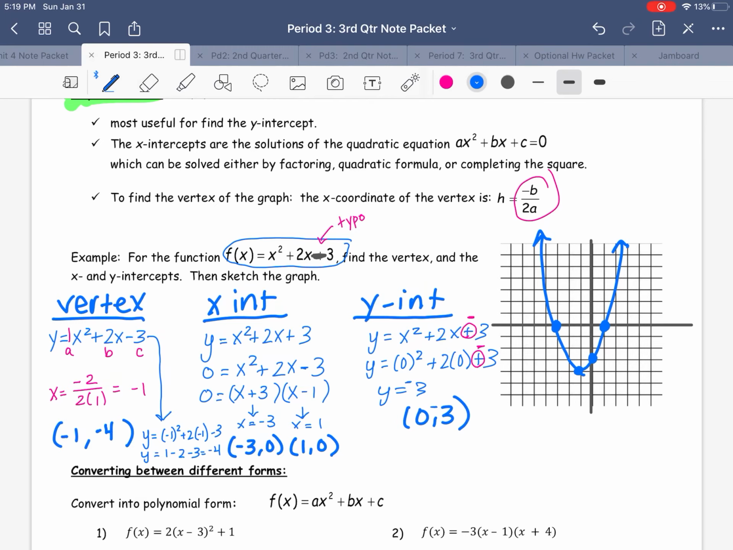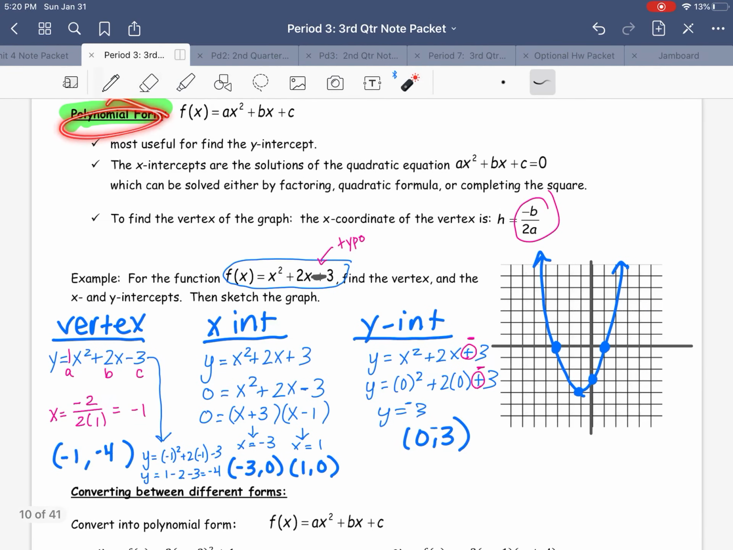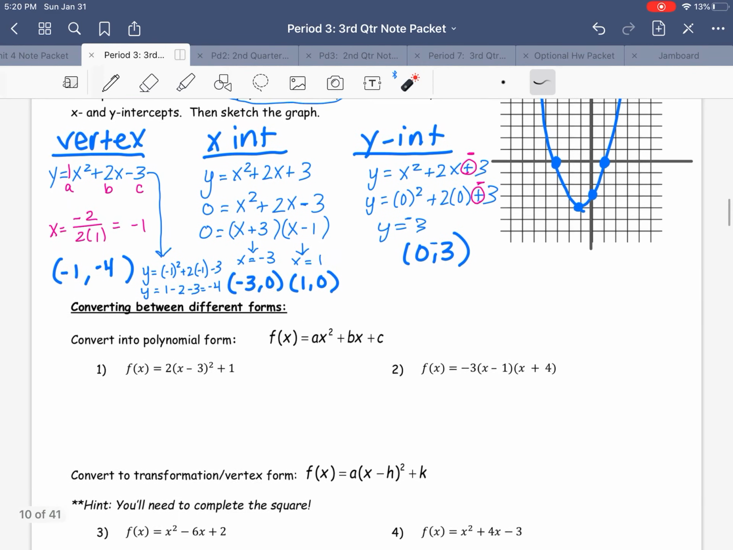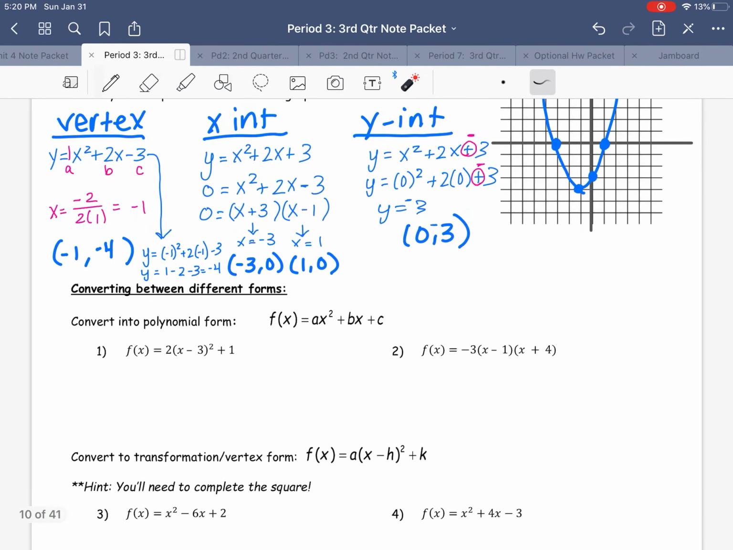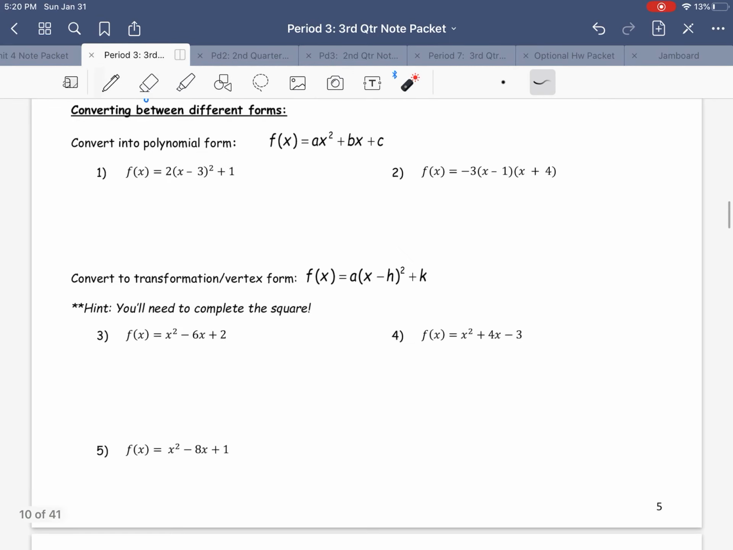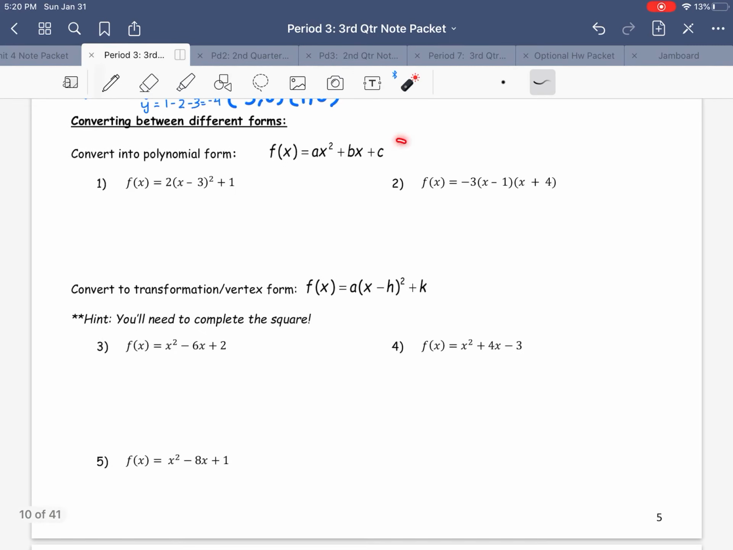So we just practiced graphing when it was in vertex form, and then we practiced graphing when it was in polynomial form. Okay, we always have to find the same things, but how we find the vertex is a little bit different on the way that each one is going to be set up. All right, so how are we going to convert between the 2 forms? So this right here is in polynomial form. And look at the problems that I gave you. They're not in polynomial form. We need to convert them into polynomial form.